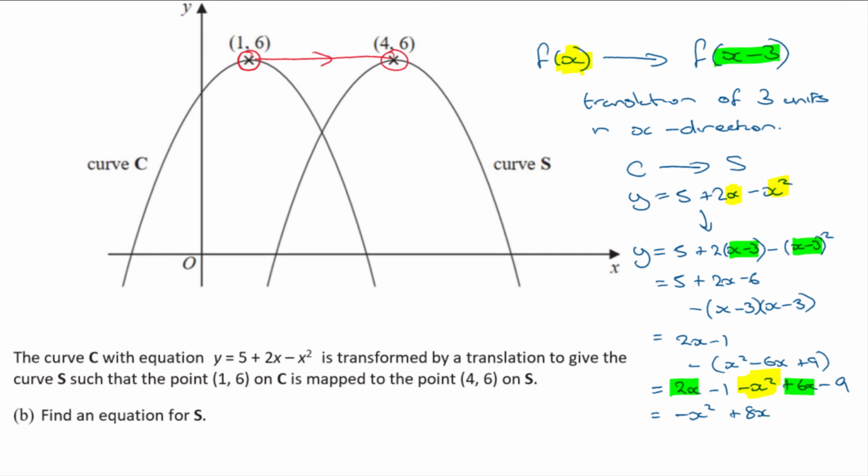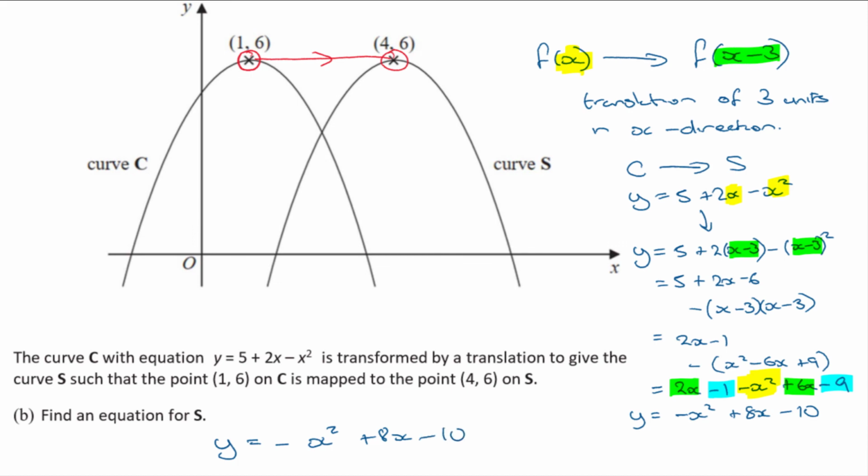And then I've got minus 1 and minus 9 making minus 10. So minus x squared plus 8x minus 10. Okay, so that is my equation for S then. y equals minus x squared plus 8x minus 10.